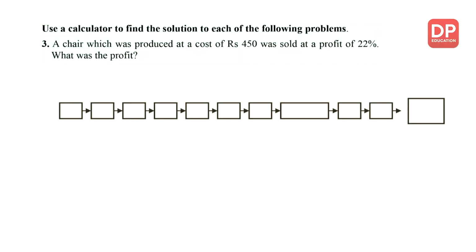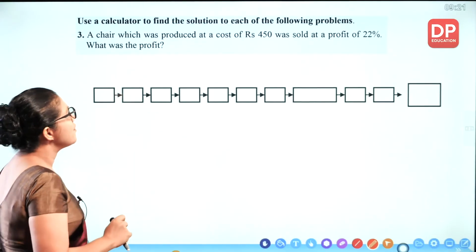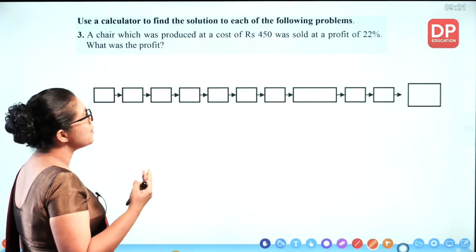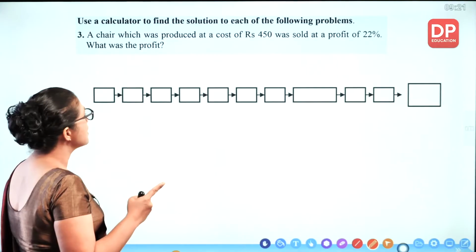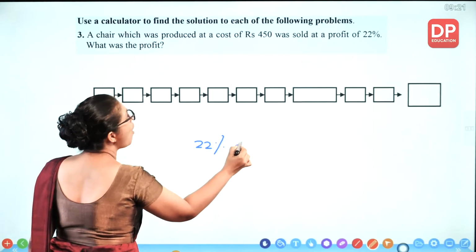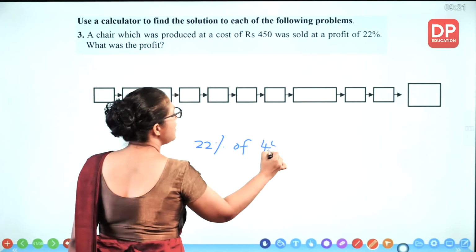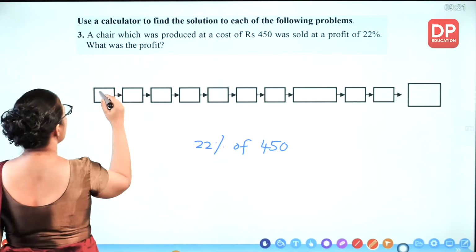Use a calculator to find the solution to each of the following problems. A chair which was produced at a cost of 450 rupees was sold at a profit of 22%. What was the profit? So profit is 22% of 450. So how do you do the calculations?